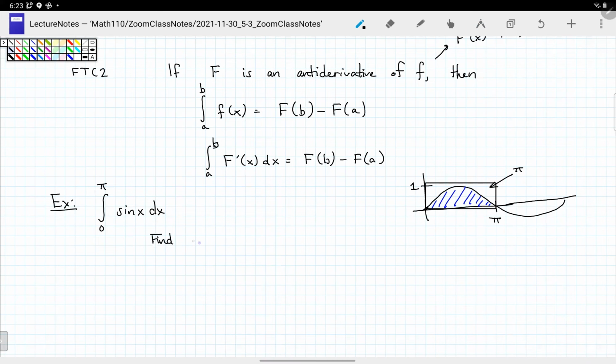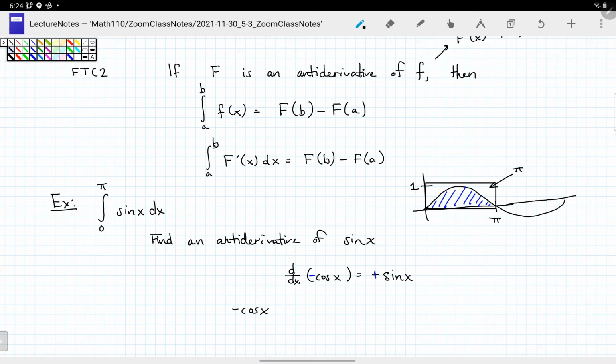So we need to find an antiderivative of sine of x. Now, if we think about it, the derivative of cosine of x is equal to negative sine of x. So if I take the derivative of negative cosine of x, that's going to be positive sine of x. So negative cosine of x is an antiderivative of sine of x.